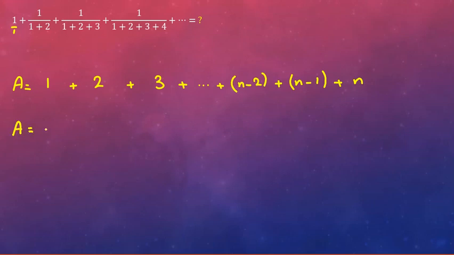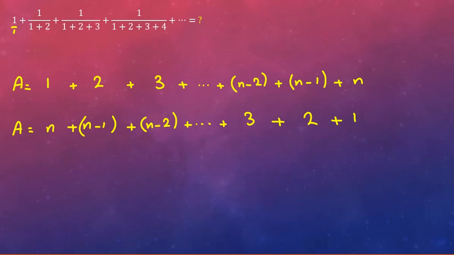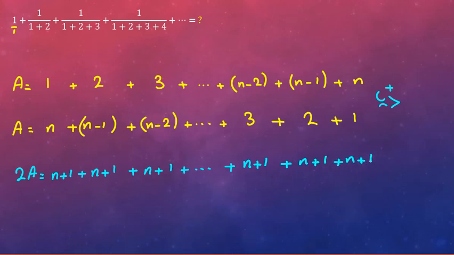Then I write a in reverse order: n plus n minus 1 plus n minus 2 up to 3, 2, 1. Now, if we add these two equations, let's see what we reach. Left hand side is 2a, right hand side 1 plus n, then 2 plus n minus 1 is n plus 1, 3 plus n minus 2 is n plus 1, up to n plus 1, n plus 1, n plus 1. We call this method Gauss idea; it is very useful, also in IMO.